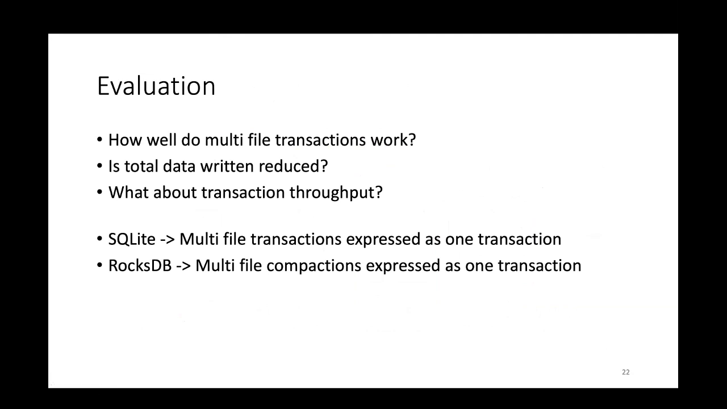So just to evaluate this, we can ask how well do these multi-file transactions work? Do we reduce the total data written, and is our throughput increased because we can avoid a lot of F-syncs or writing the journal files and stuff like that? The two major applications they test are SQLite and RocksDB. In SQLite, they express that big multi-file transaction as one transaction. In RocksDB, they express compactions as one transaction. So a compaction can involve many, many files, and they just express that one compaction transaction instead of F-syncing all the time.